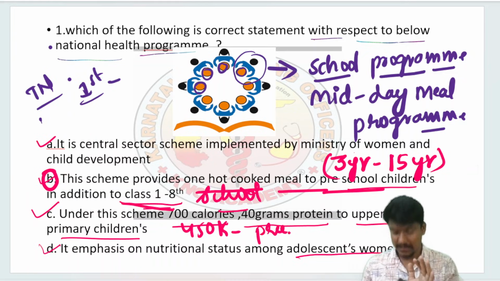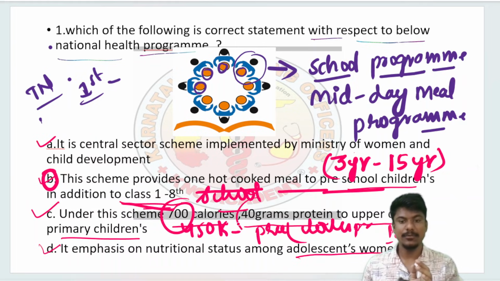So we know that it gives only 450 calories and 12 gram protein for the lower primary school children. But here they have written 700 calories and 40 gram protein, so this is not the right answer. It does not emphasize only adolescent women; it emphasizes all the boys and females.